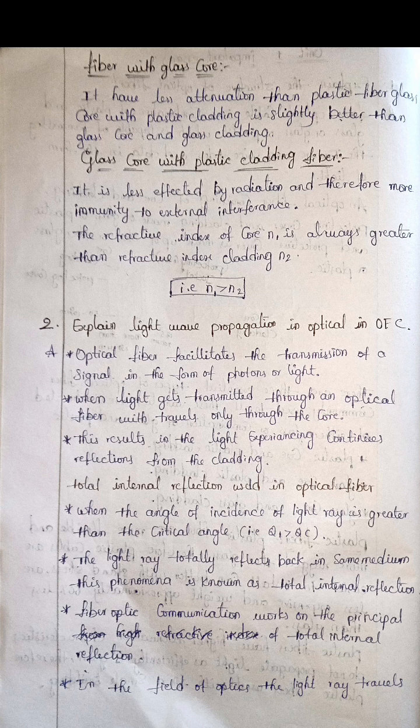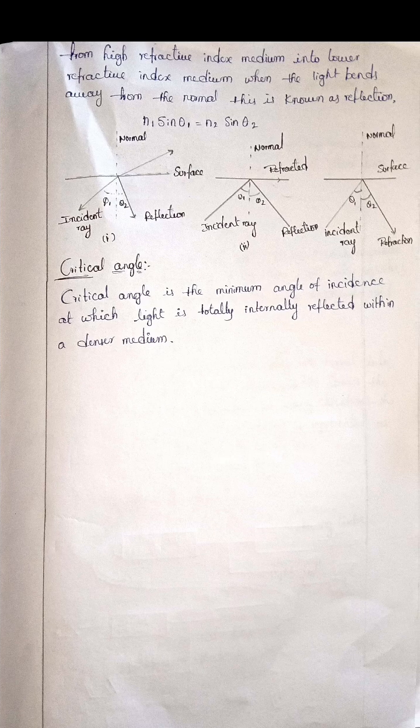In the field of optics, when a light ray travels from a high refractive index medium into a lower refractive index medium, the light bends away from the normal. This is known as refraction. N1 sin theta 1 is equal to N2 sin theta 2. Follow the first, second, and third diagrams. Critical angle is the minimum angle of incidence at which the light is totally internally reflected within a denser medium.